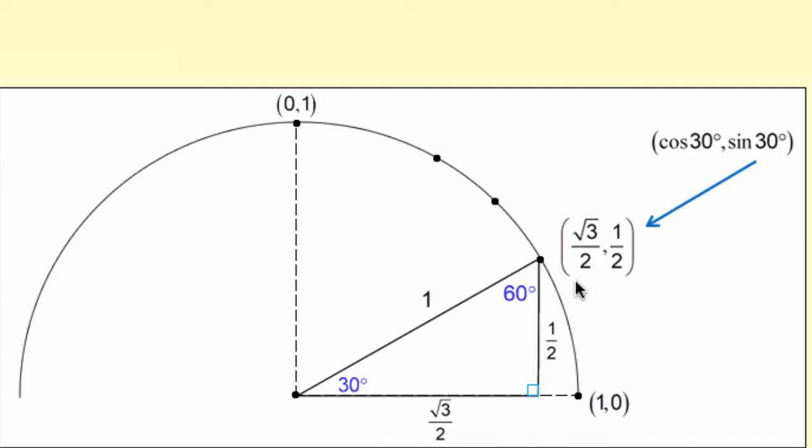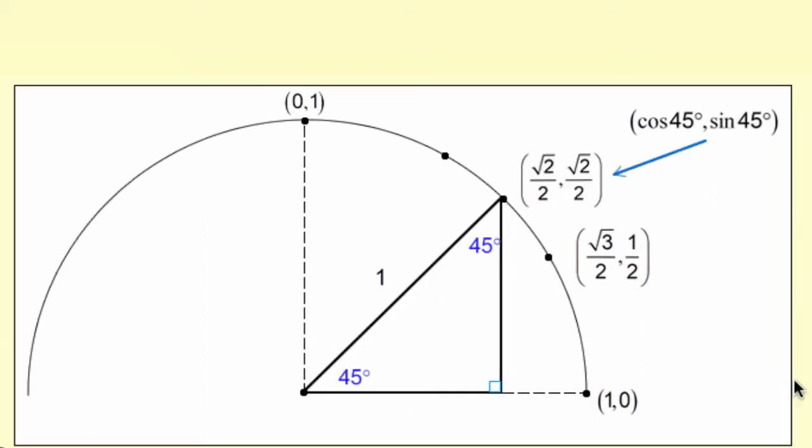So for example, when you have a 30-degree angle with the x-axis, these are the side lengths of the triangle when you have a hypotenuse of 1. You have a height of 1/2, which is the sine value, and you have a length of square root of 3/2, which is the cosine value. And so you can see the coordinate is square root of 3/2 and 1/2 for this point on the unit circle where the radius is at 30 degrees.